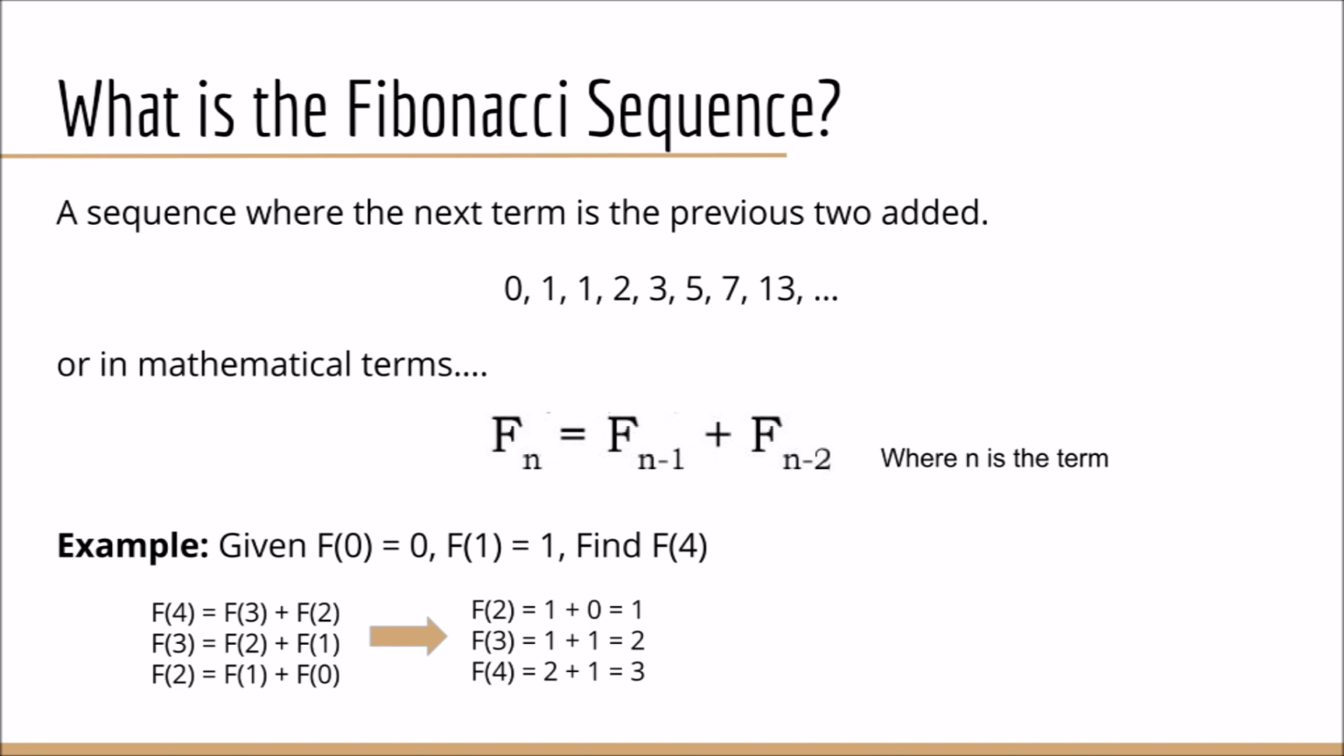For example, we start at 0 and 1. 0 plus 1 is equal to 1. 1 plus 1 is equal to 2, 1 plus 2 is 3, and so on and so forth for this never-ending sequence. In a more mathematical sense, f, which denotes the name of the sequence, of n is equal to f of n minus 1 plus f of n minus 2.